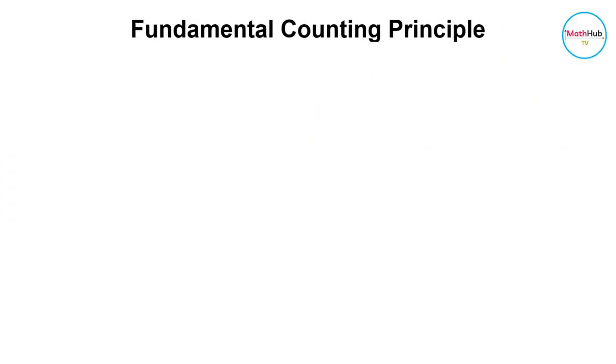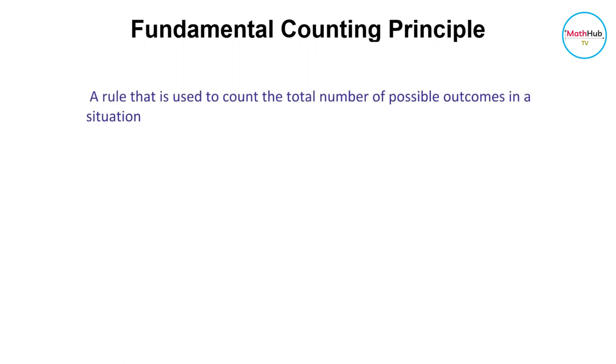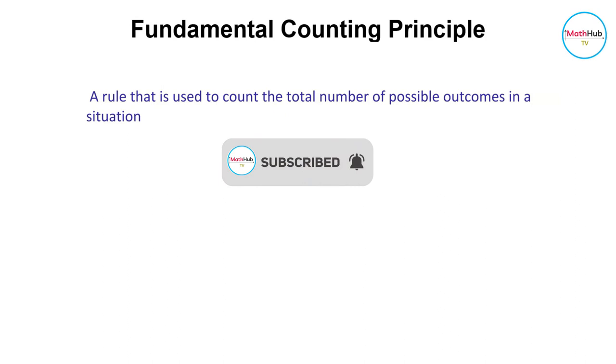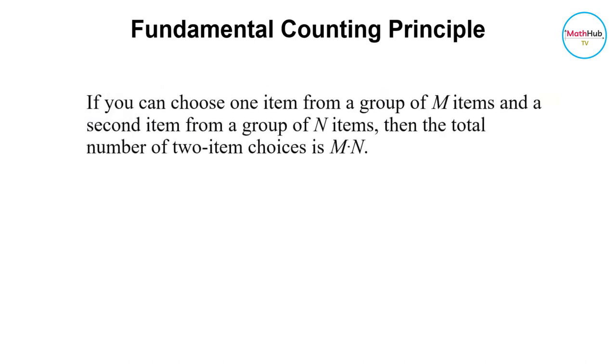The fundamental counting principle, sometimes known as the fundamental principle of counting, is a rule used to count the total number of possible outcomes in a situation. It states that if there are n ways of doing something and m ways of doing another thing after that, then there are n times m ways to perform both of these actions.